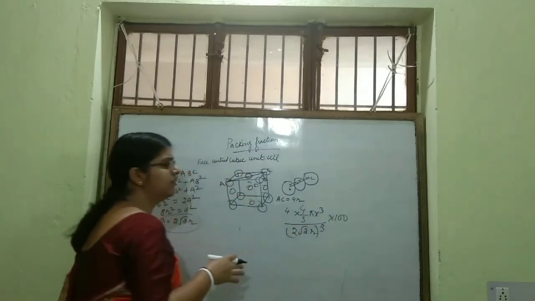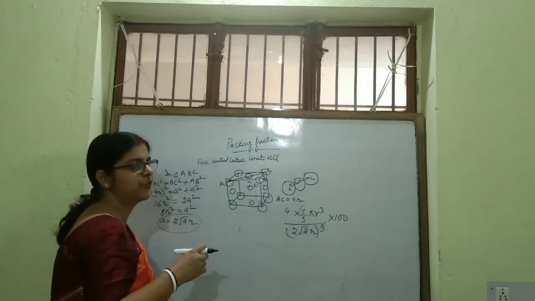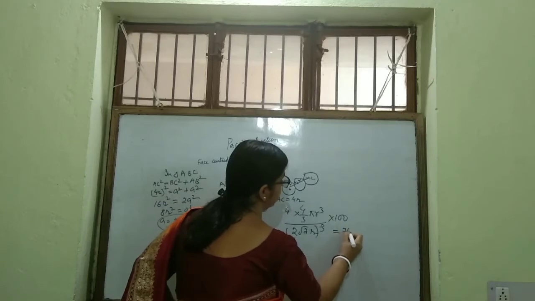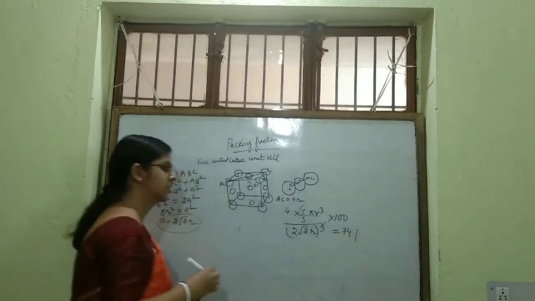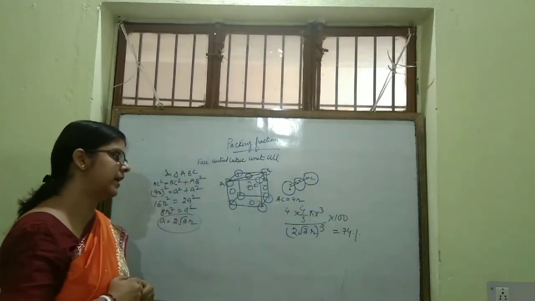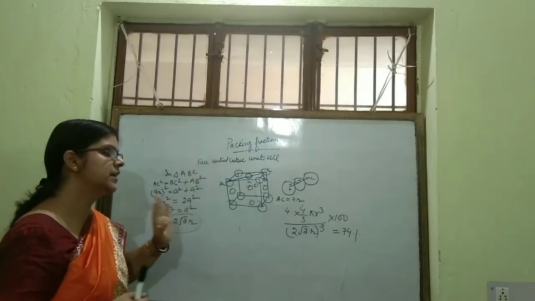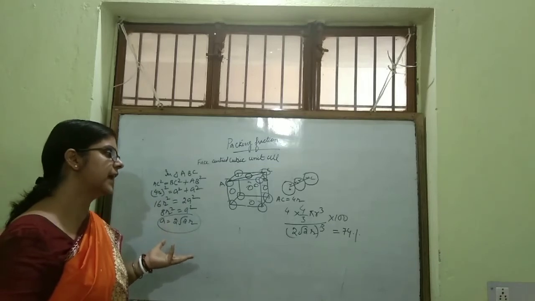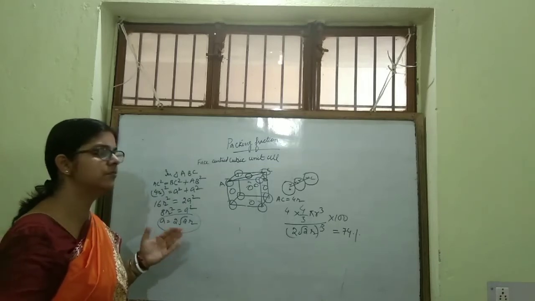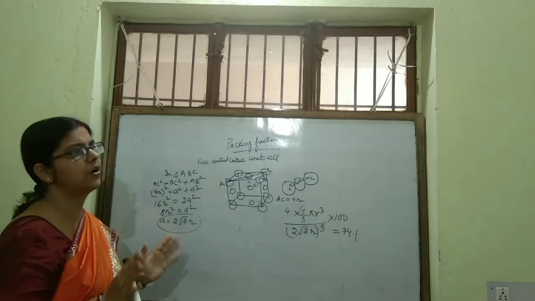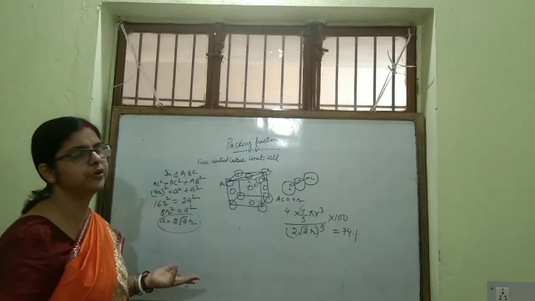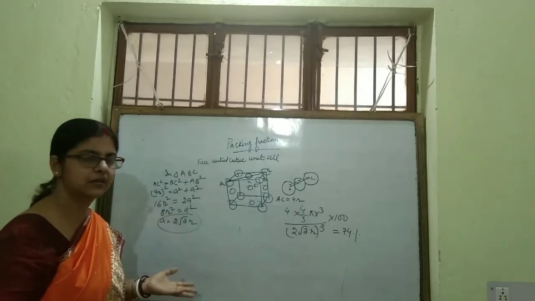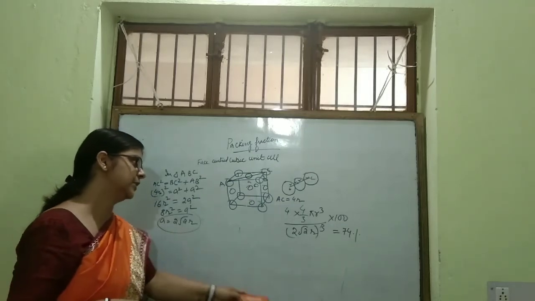Students, by putting the value of pi as 3.143, you will get 74% over here. So, what is the packing efficiency of FCC? 74%. And you can say that packing fraction is 74, meaning 0.74 of 1 part, or 74 parts of 100 are being occupied by the spheres.